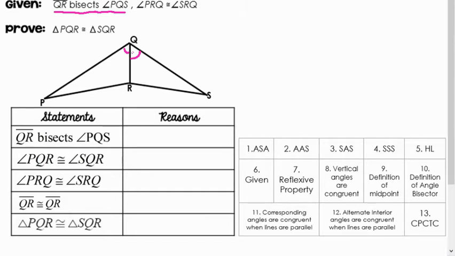Okay, and if you take a look, that's what this proof starts with. It starts by saying QR bisects angle PQS. We knew that because it was given, so that was reason 6 again, for given. And then it says angle PQR, P to Q to R, again the vertex is the middle letter, is congruent to angle SQR. And how did we know that? Well, that followed from the definition of bisects. And definition of angle bisector is number 10 right here. So that followed from number 10, definition of angle bisector. So we're going to abbreviate definition of angle bisector.